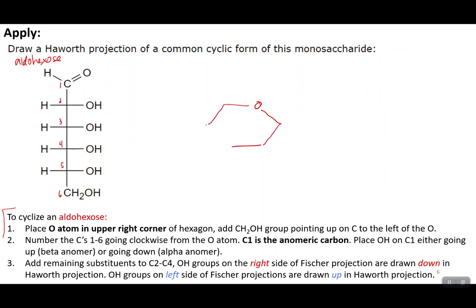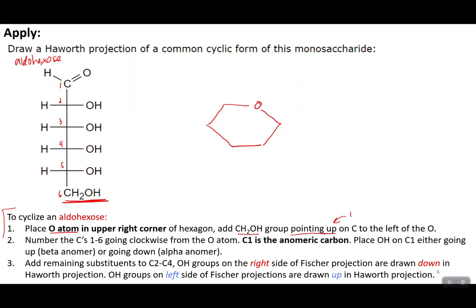So I have my ring. I have already done this part. Now I need to add the CH2OH group, which is this one down here at carbon 6. I have to add that pointing up on the carbon to the left of my oxygen. This group pointing up is specific to D sugars.